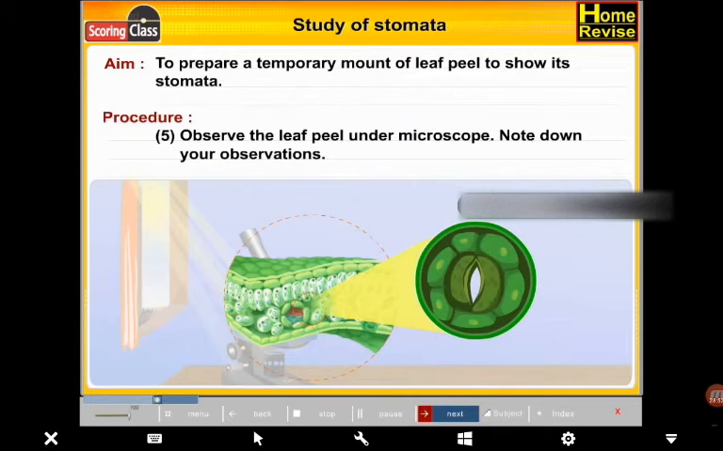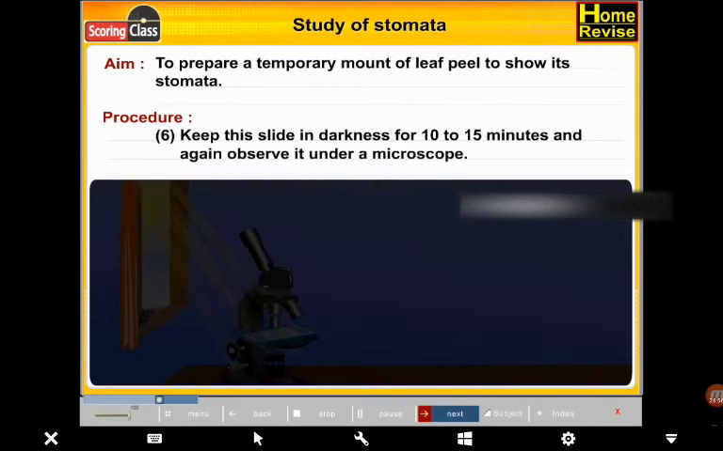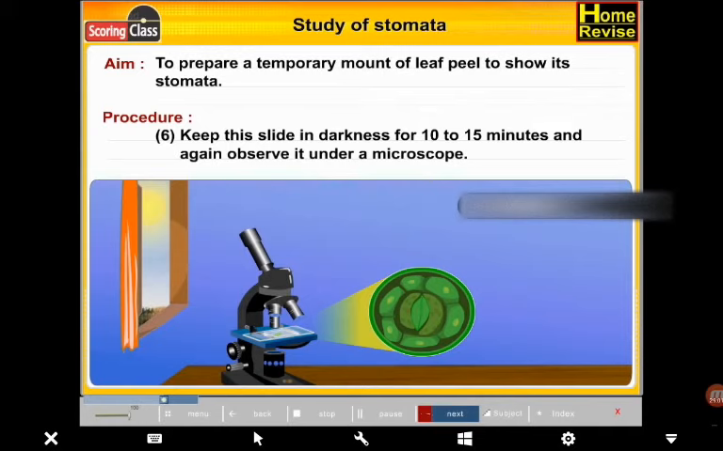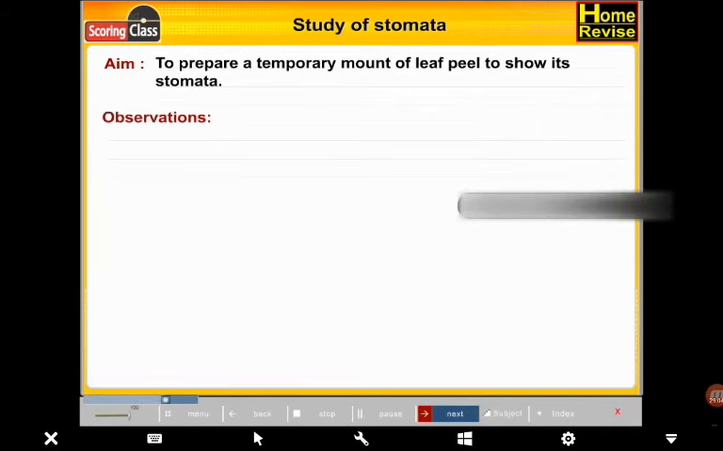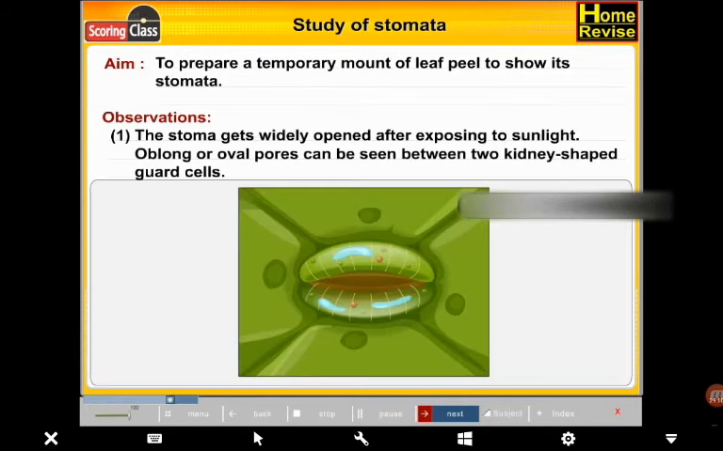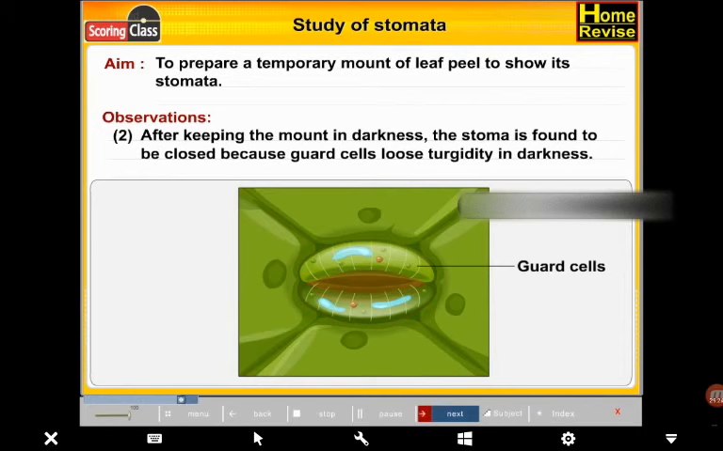Note down your observations. Keep this slide in darkness for 10 to 15 minutes and again observe it under a microscope. Note down your observations. Observations. Number 1. The stomata get widely opened after exposing to sunlight. Oblong or oval pores can be seen between two kidney-shaped guard cells. Number 2. After keeping the mount in darkness, the stoma is found to be closed because guard cells lose turgidity in darkness.